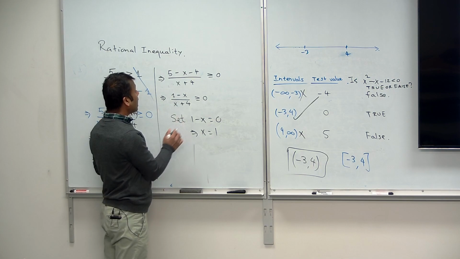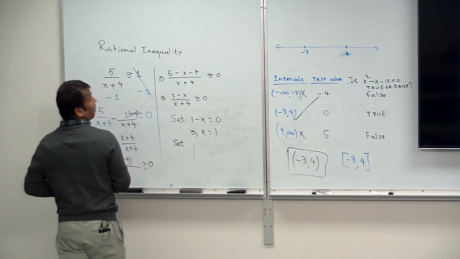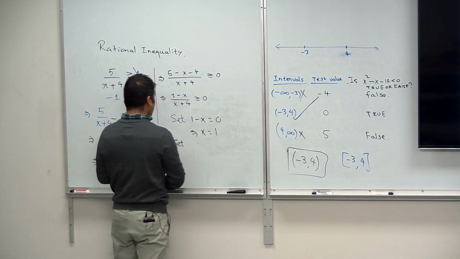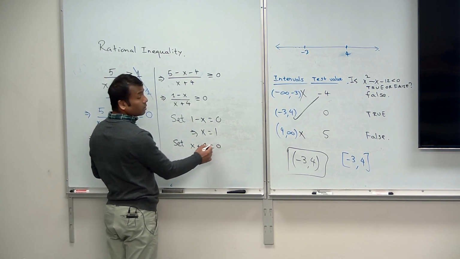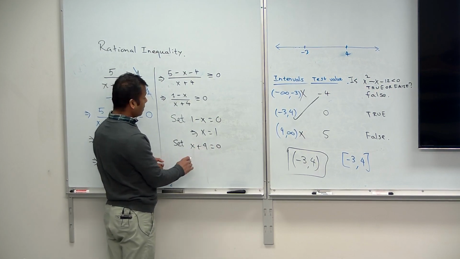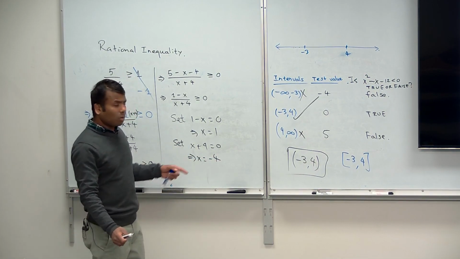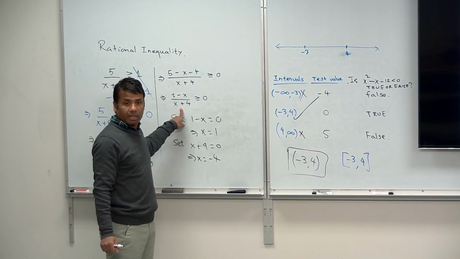And to find the value of x that makes the denominator 0, you set the denominator equal to 0. What is your denominator? x plus 4 equal to 0, and you solve for x. So what is the value of x? Negative 4. So 1 makes the numerator 0, and negative 4 makes the denominator 0.